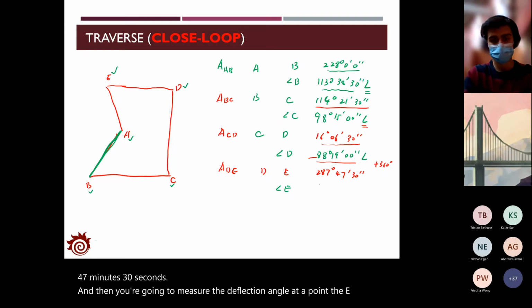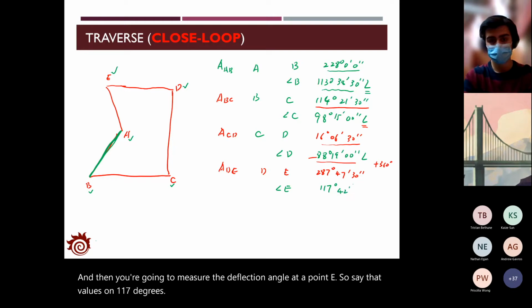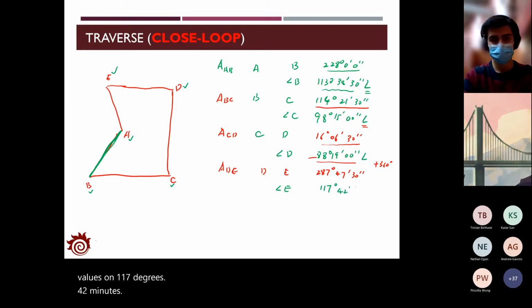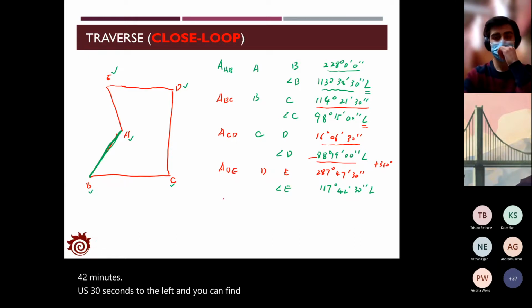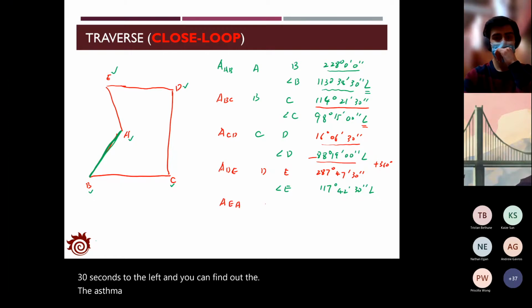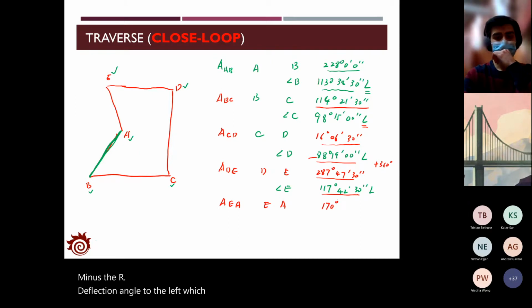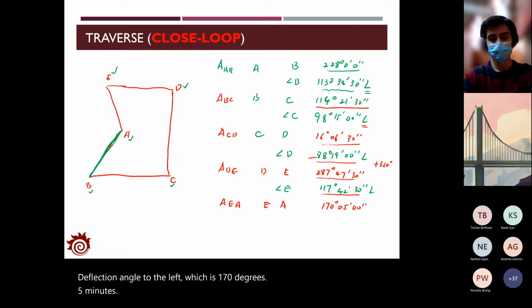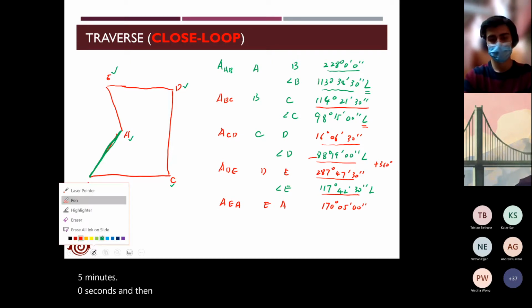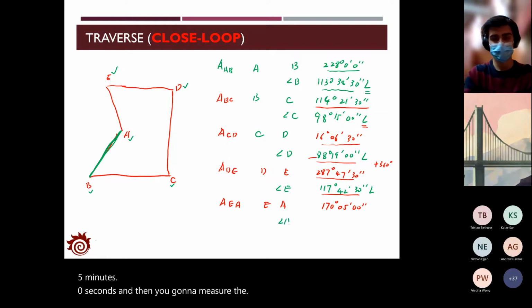So say that the value is 117 degrees, 42 minutes, 30 seconds to the left. And you can find out the azimuth of E to A as this one minus the deflection angle to the left, which is 170 degrees, 5 minutes, 0 seconds. And then you're going to measure the deflection angle at point A.